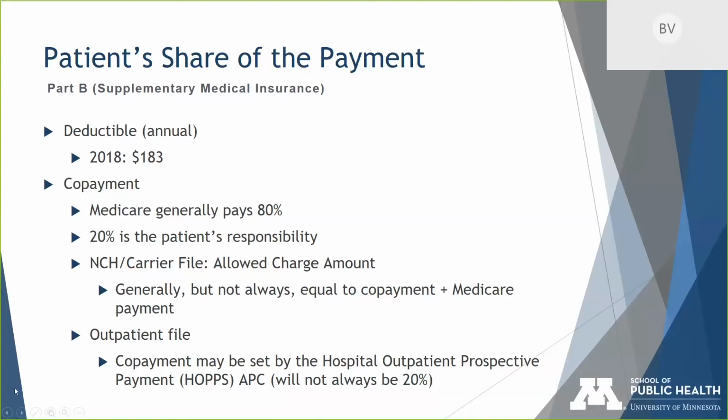Sometimes you will find in the outpatient file that the patient will not pay a 20% copay. It's because it's something to do with the ambulatory payment classification that was billed through the hospital outpatient prospective payment system. And so you just might not see the 20% being paid.